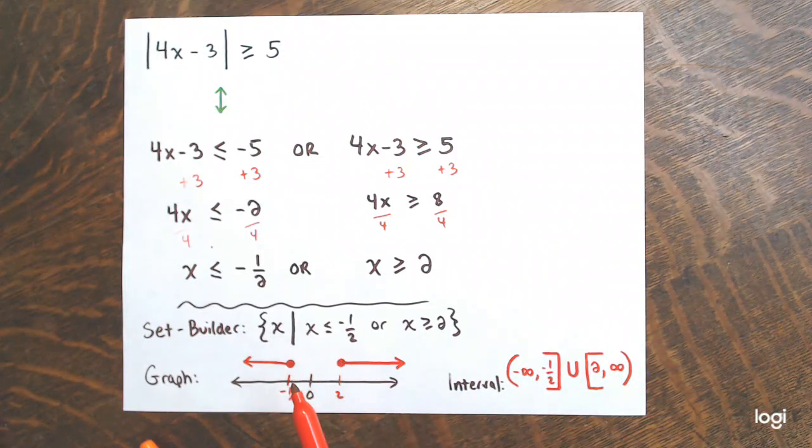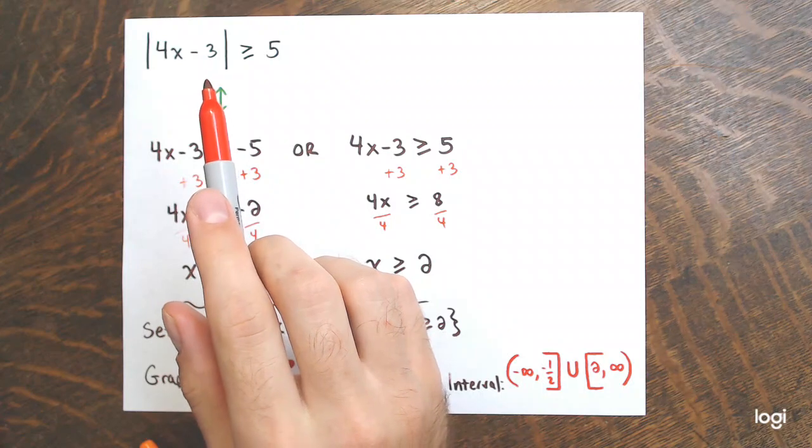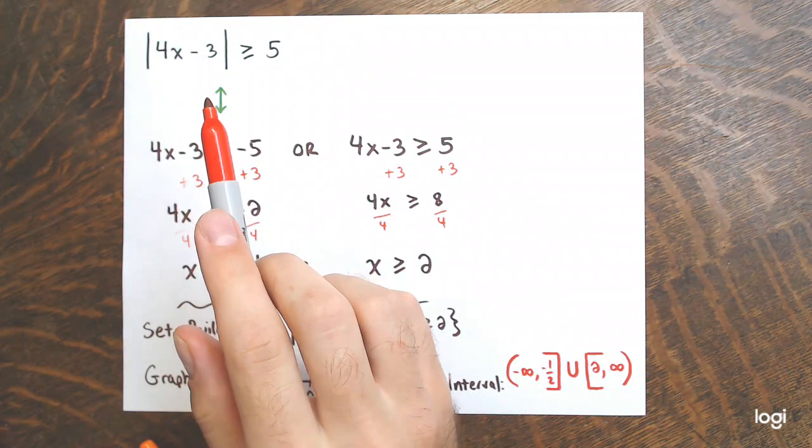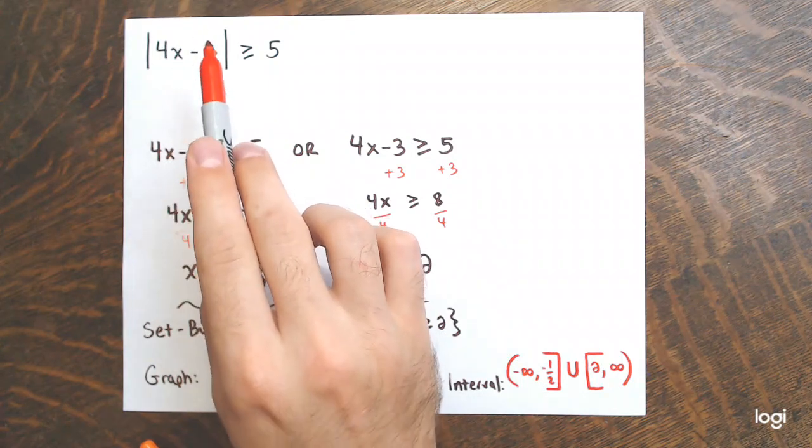All right, so again, all three of these things describe the same set of numbers, right? These solutions to the inequality that I started with. Any number less than or equal to negative 1/2 or any number greater than or equal to 2 will make this work, will make this true.